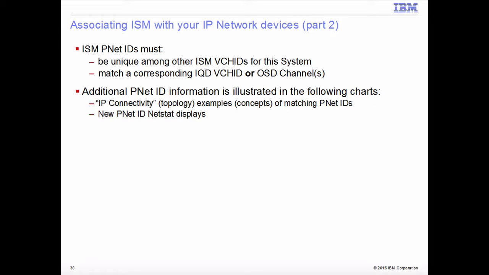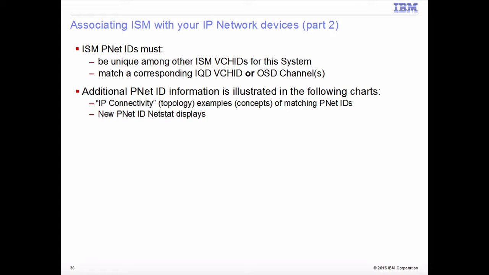So again, ISM PNet IDs must be unique. If I have CHID A and CHID B for ISM, they have to have unique identifiers. The network ID represents an internal network, and you can't have 2 disparate or disjoint networks and call them the same thing. So they have to be unique, and it will fail if you try to configure 2 CHIDs, 2 ISMs with the same name.